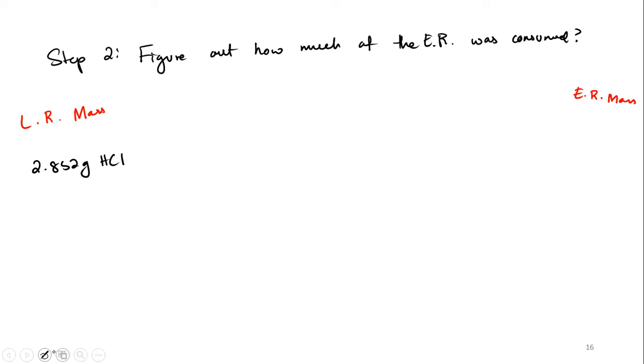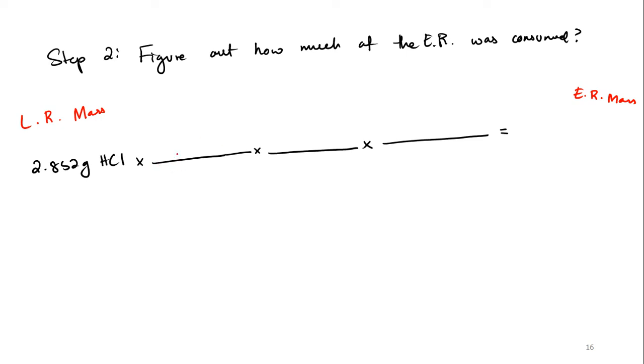And you might be like, wait, don't we already know the mass of the excess reactant? Isn't that 6.088 grams of calcium carbonate? And the answer to that is that mass is the available excess reactant. But this calculation is going to tell us how much of that 6.088 grams was actually consumed. Okay, so let's do this mass to mass.